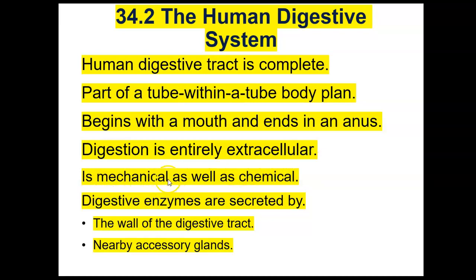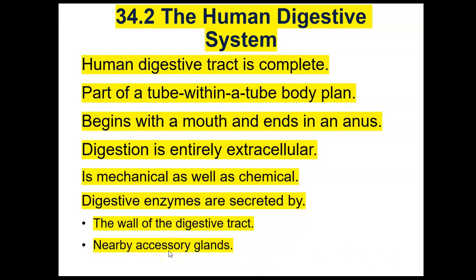Digestion is mechanical, meaning that we mechanically break down our food into smaller pieces by chewing and, for example, our stomach churning. And chemical, we break down large molecules into smaller molecules through the action of enzymes. Digestive enzymes are secreted by the wall of the digestive tract or GI tract, which secretes an enzyme called pepsin, and nearby accessory glands like the pancreas.